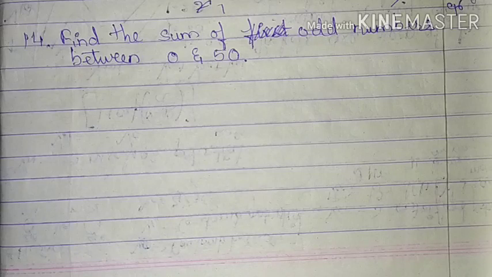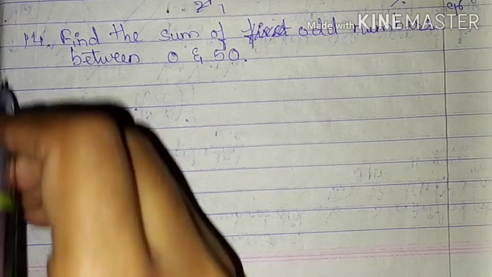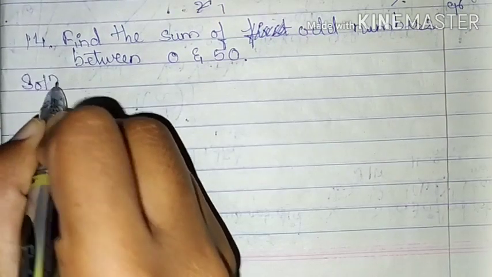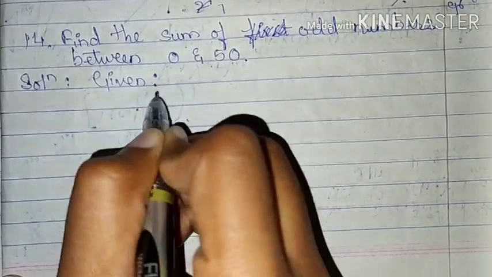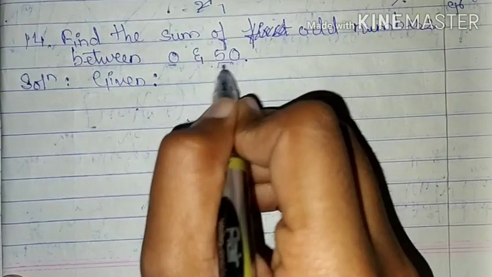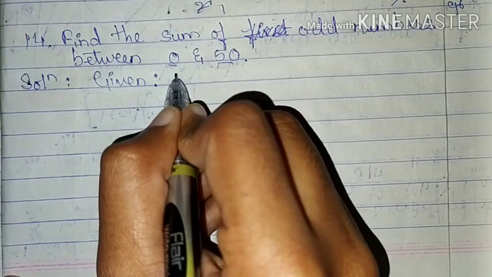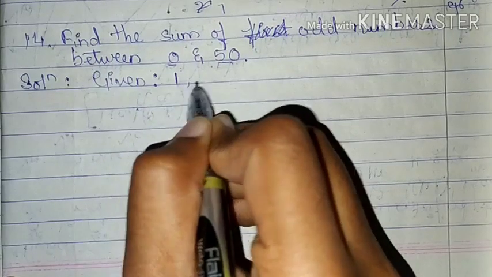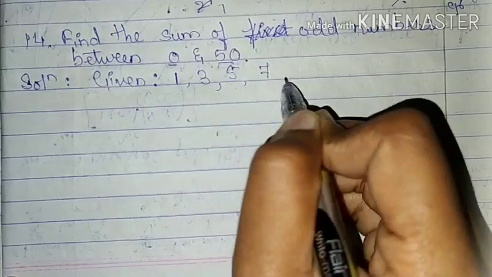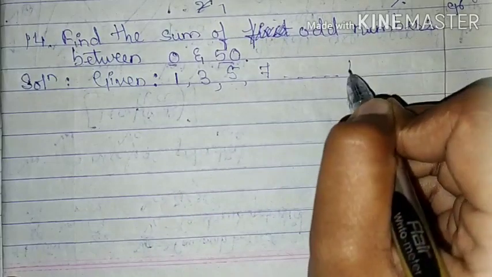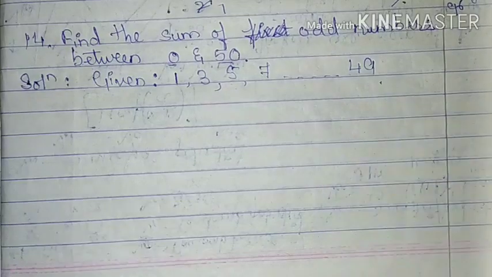In the 14th question, we are supposed to find the sum of odd numbers lying between 0 and 50. So first, using the given information, let us write down the odd numbers which lie between 0 and 50. 0 is neither odd nor even, so the first odd number is 1, 3 because 2 is even, then 5, then 7, and so on up to 50, which is an even number. So the last odd number is 49.